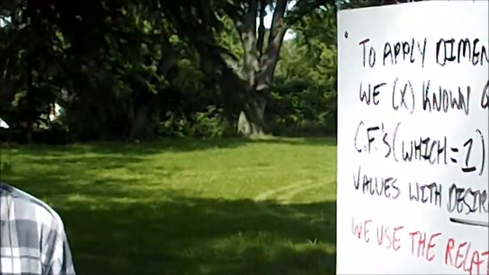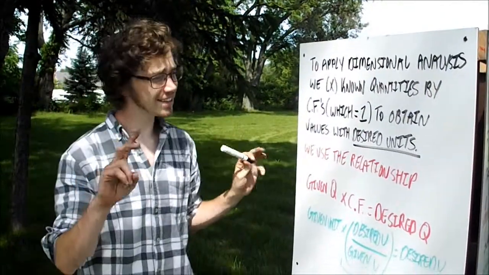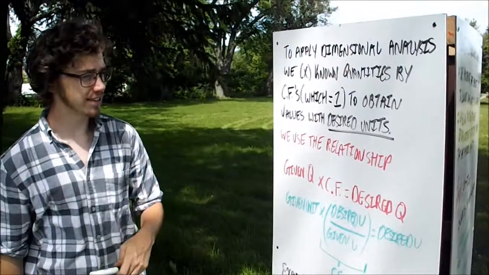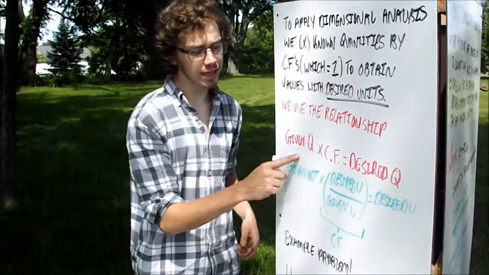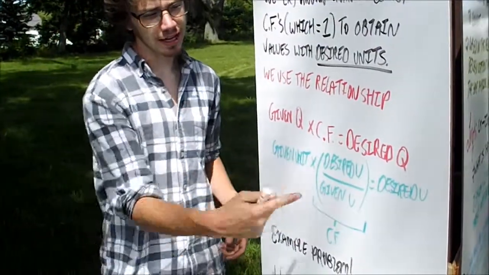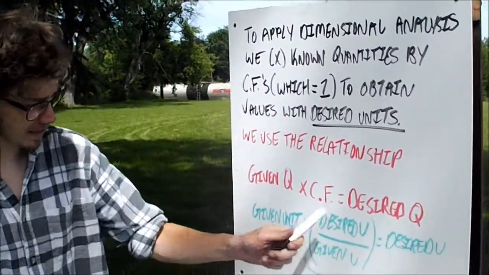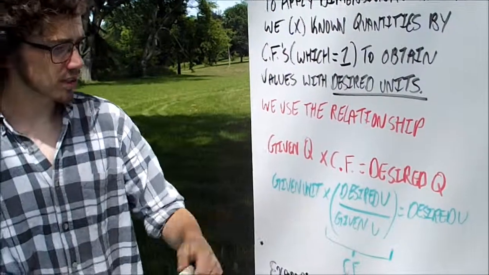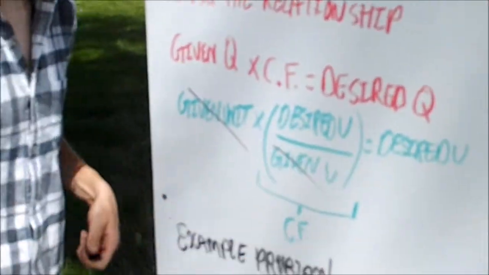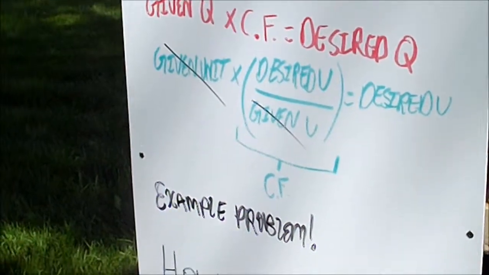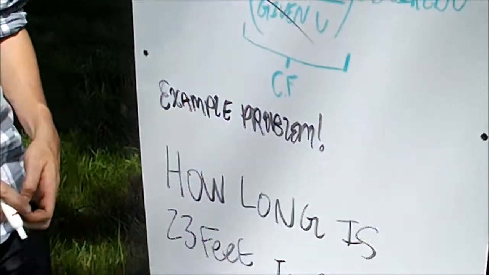To apply dimensional analysis, we multiply a known quantity by a conversion factor, which technically equals 1, but not literally, to obtain values with desired units. We use the relationship: given quantity multiplied by a conversion factor equals the desired quantity. What that looks like in unit form is a given unit multiplied by a desired unit over a given unit equals desired unit, because the given units cancel, leaving us with the desired unit. So in the next part, I'm going to do an example problem. It's pretty simple, but we'll get to some more complex ones in the next video.